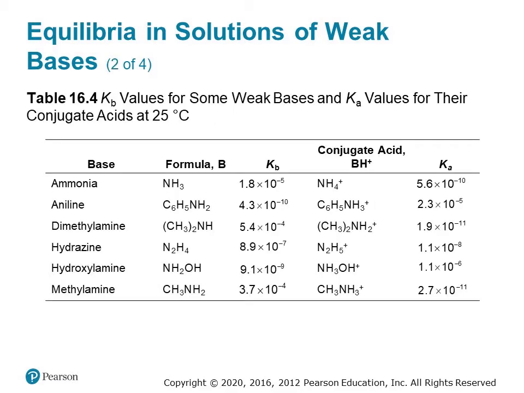Just like Ka values, Kb values are known for many weak bases, and would largely be provided for you as needed. You can also see the Ka values for each of these bases' conjugate acids. More on how those two are related in just a few moments.